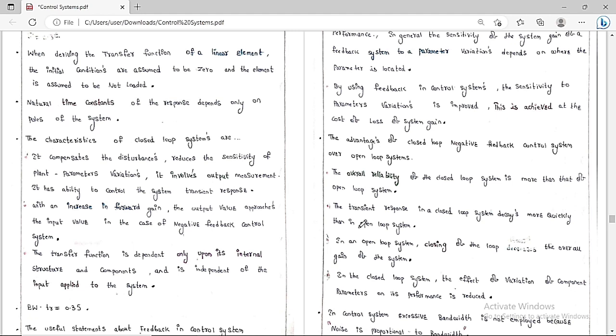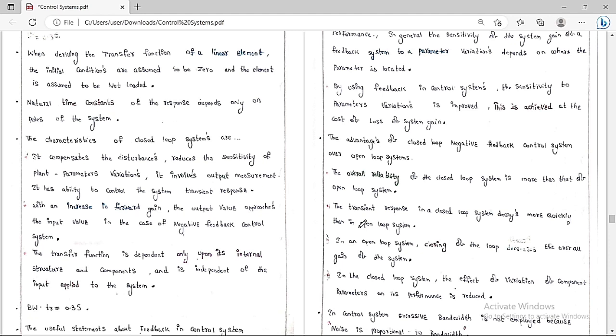If the system components are changed, the transfer function is also going to change. Therefore we can say the transfer function is dependent only upon its internal structure and components and is independent of the input applied to the system. So finally, the characteristics of closed loop systems are: it reduces disturbances, it reduces the sensitivity to parameter variations, it involves the measurement of output, and it can also control the system transient response. If you increase the forward gain, then the output value approaches the input value in the case of a negative feedback system.